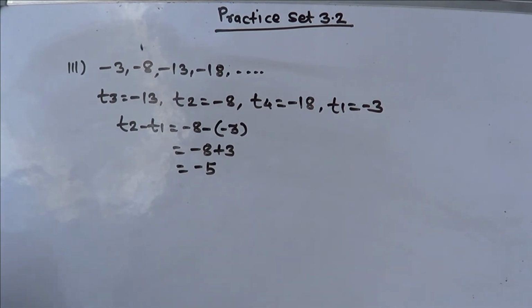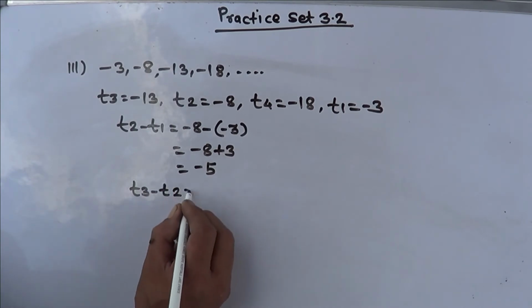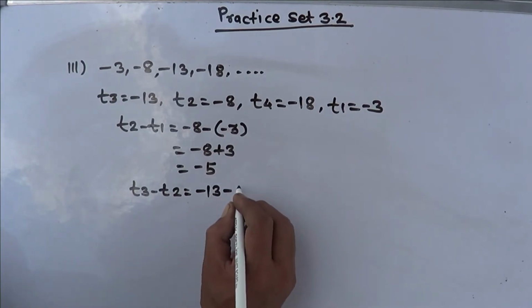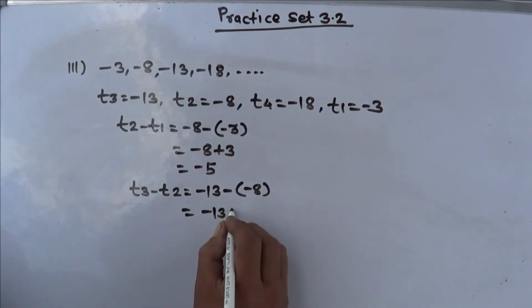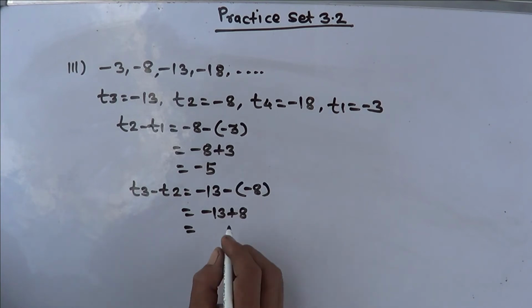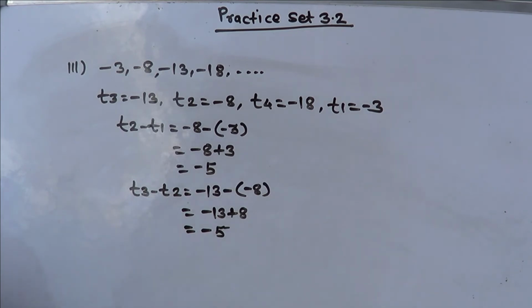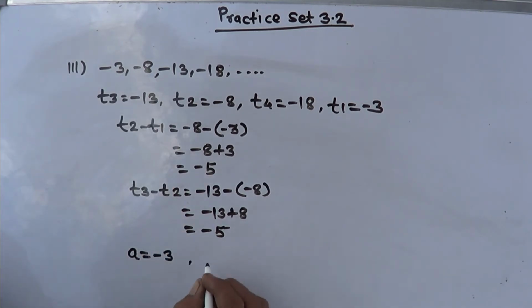Again we have to find out T3 minus T2. T3 minus T2. So our T3 is minus 13 minus T2. T2 is equal to minus 8. So this will be minus 13 minus plus 8, which is equal to minus 13 plus 8, and that is equal to minus 5. Lastly, we have to write the value of A and D. So what is our A? A is our first term, and first term is minus 3. And the value of D is equal to, that is the common difference between two consecutive terms, and that is minus 5.